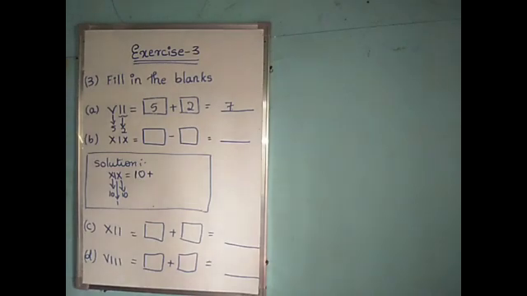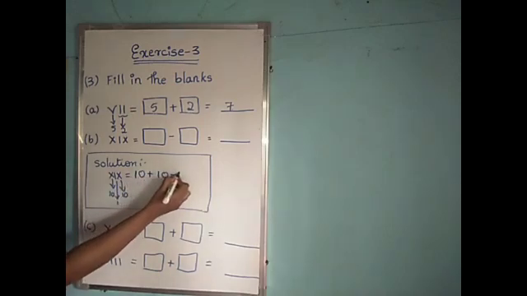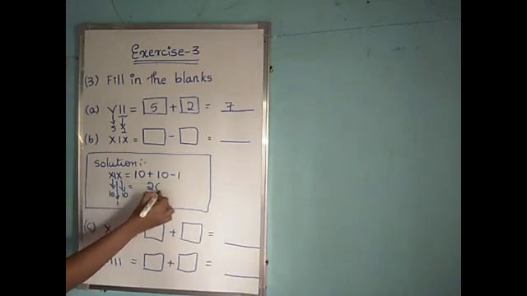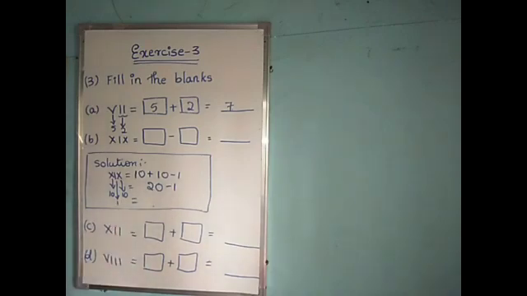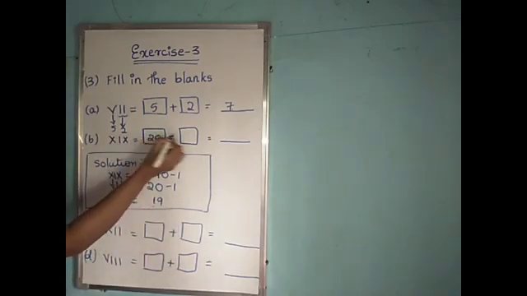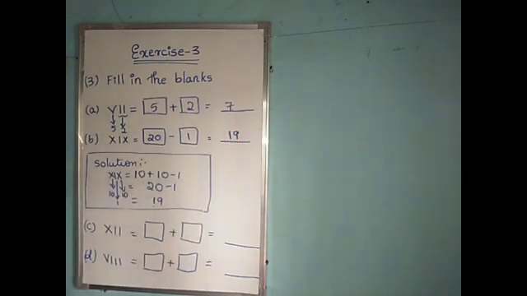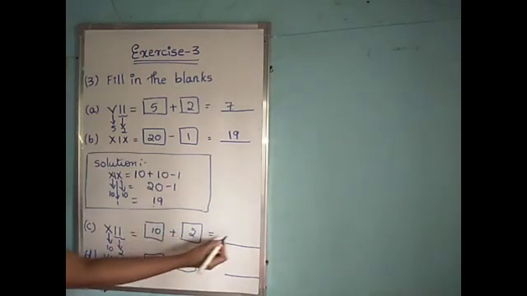So what we have to do? We have to subtract 1 from 10. So 10 minus 1. 10 plus 10 is equal to 20 minus 1. So 20 minus 1 is how much? 20 minus 1 is 19. So here we have to write 20 minus 1 is equal to 19. Then C1. XII. X is the symbol of 10 and II is the symbol of 2. So 10 plus 2 is equal to 12.